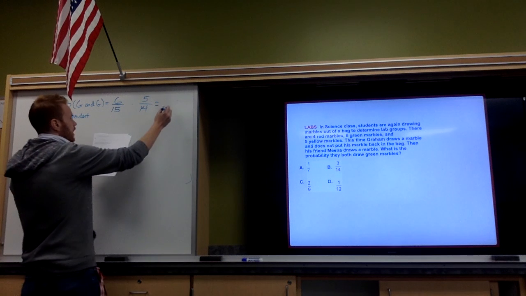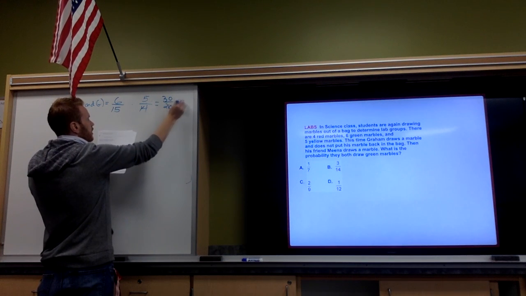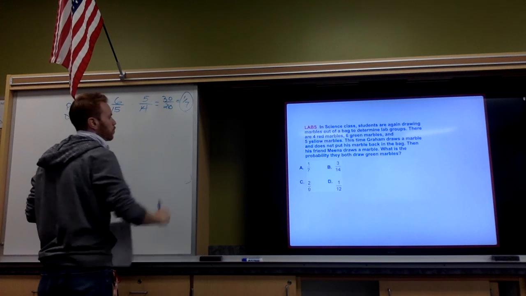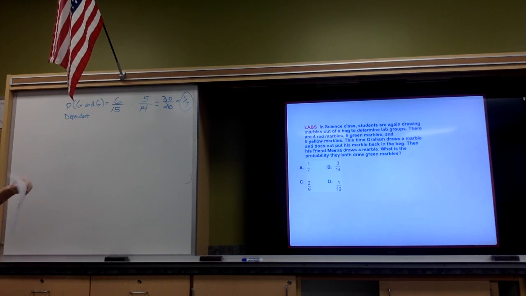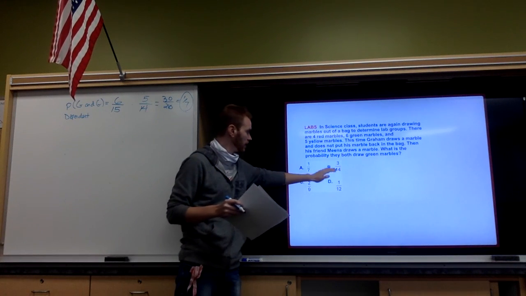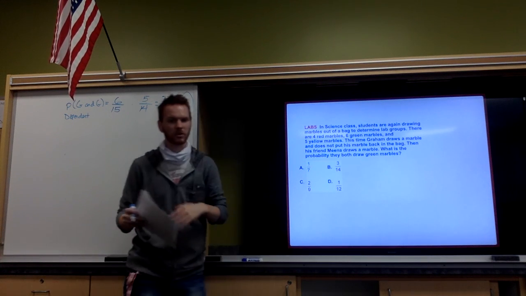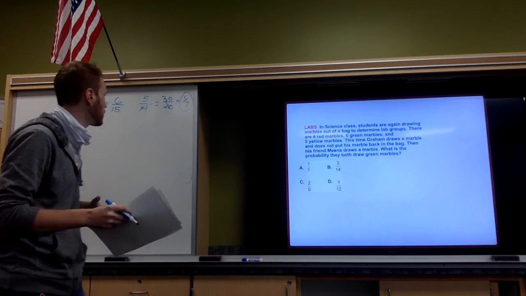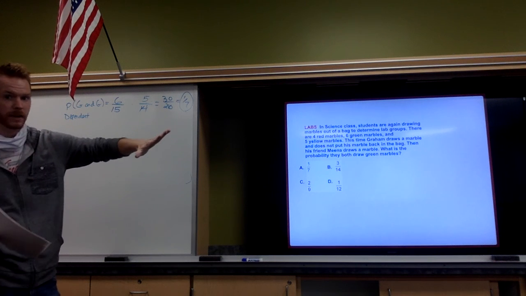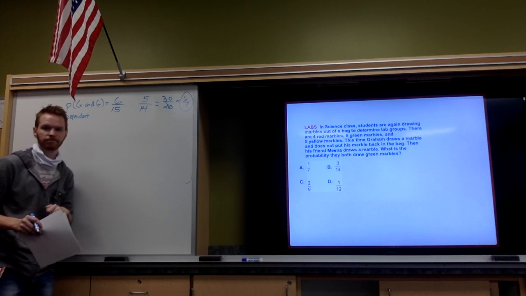So multiply these out. You get 30 out of 210. And if you reduce the fraction, you get 1 over 7. Now, could you do a percent? Absolutely. The reason why I didn't is because if you look at the multiple choices, they're all fractions. So A would be the correct answer, 1 out of 7. Anytime you have a fraction and you're going to leave it as a fraction, make sure you reduce. So there's a 1 out of 7 chance that they both draw green. Okay?